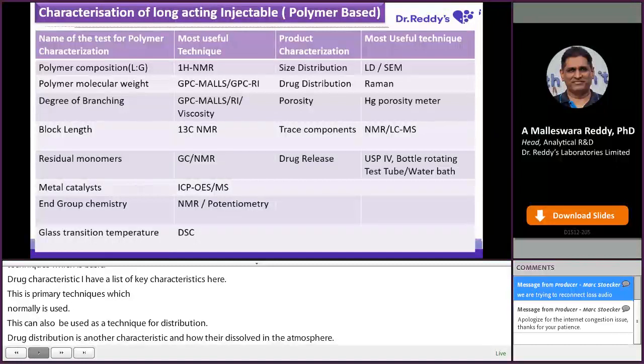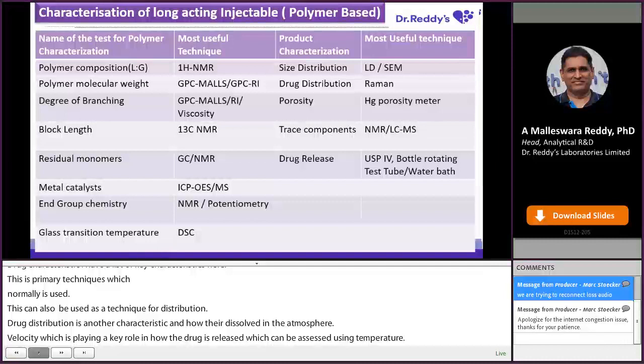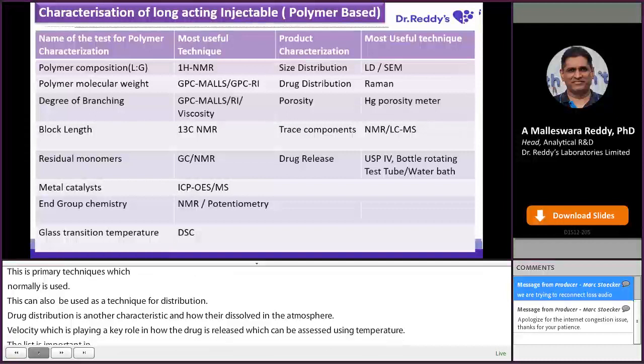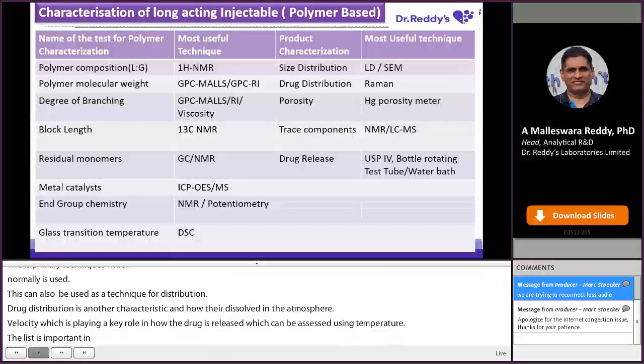Trace components are important in microsphere manufacturing processes. Some components are added in the process which ultimately go out of the product during manufacturing. How much of the trace components is left over after manufacturing is assessed using NMR and LCMS, and it is important that these characteristics are comparable with the reference product.